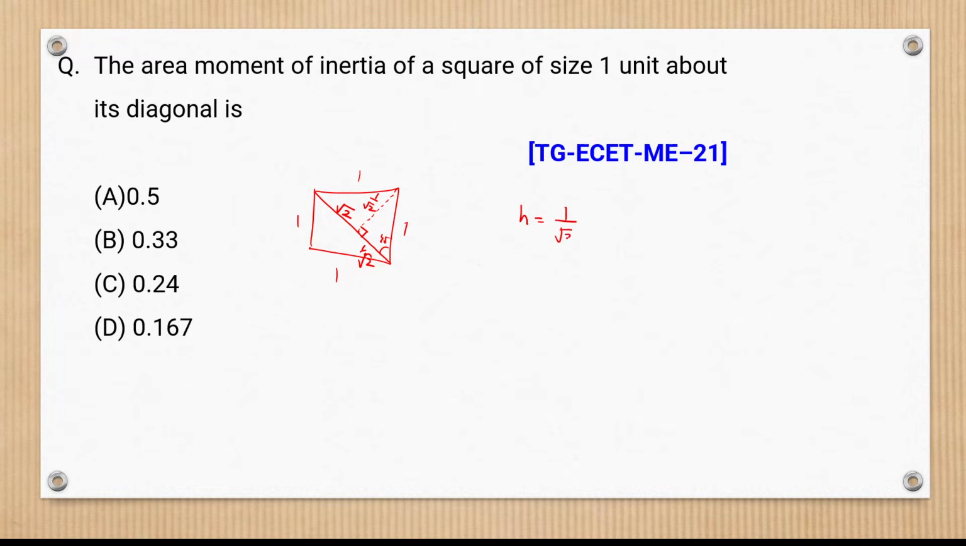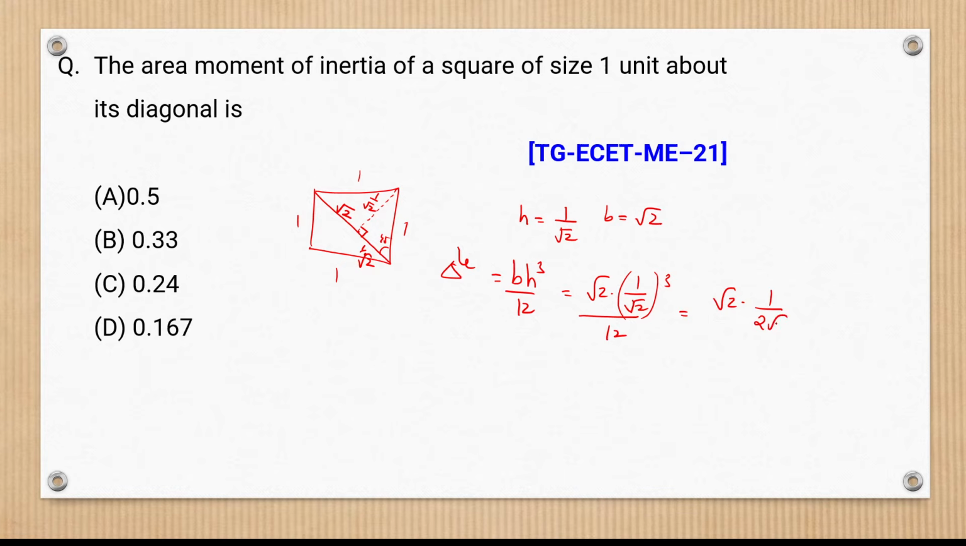And base would be √2, and moment of inertia for triangle, that is BH cube by 12. So that is √2 into (1 by √2) whole cube divided by 12. So this is √2 into 1 by 2√2 divided by 12. So √2 and √2 cancel. This will be 1 by 2 times 12.